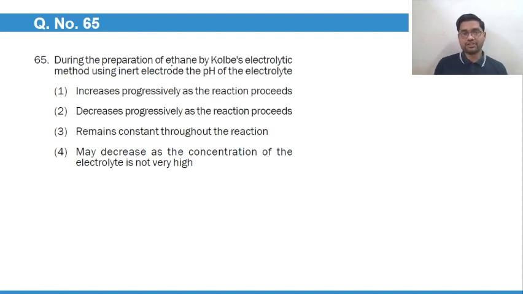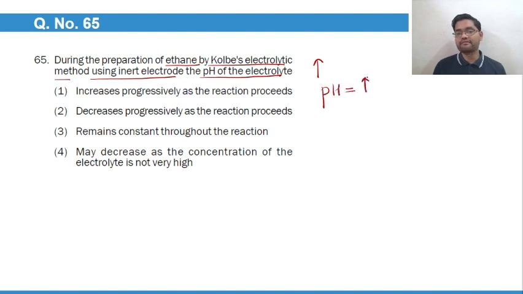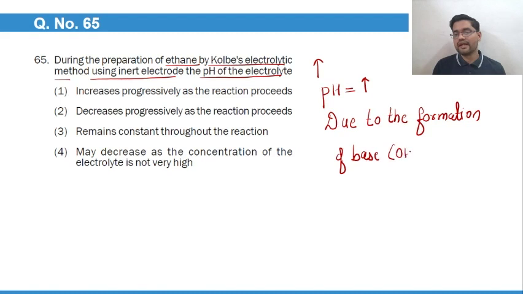65. During the preparation of ethane by Kolbe's electrolysis method using inert electrodes, the pH of the electrolyte increases. Why does it increase? Due to the formation of base at the cathode. So it increases. So we'll go with option number 1.